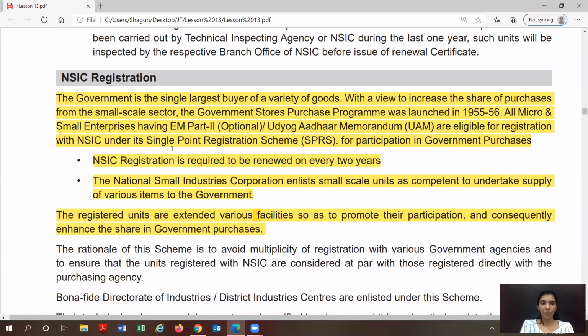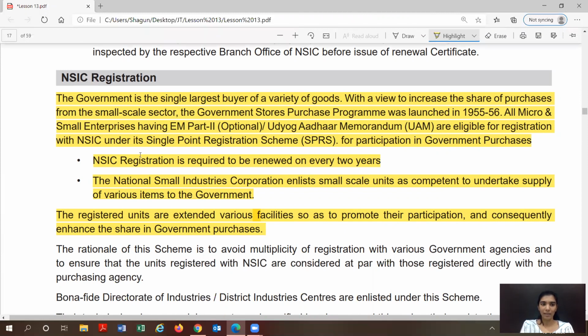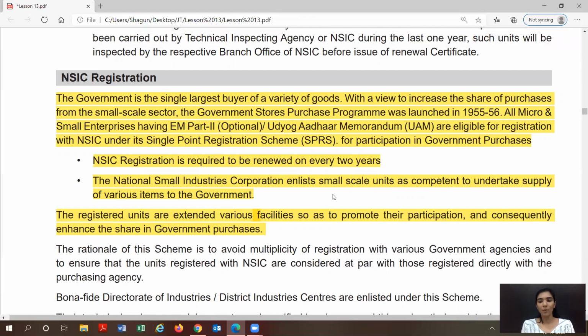Next category, government has started this NSIC registration. Now, what is this NSIC registration? It is also connected with this Udyam Aadhar memorandum only. It is required to be renewed once in 2 years. National Small Industry Corporation enlists small scale units as competent to undertake supply of various items to the government.